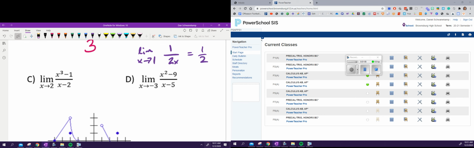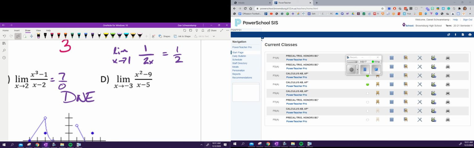Letter C. Show me with your fingers what you get on C. Yeah, this is a DNE here. Not a 0, but a DNE. Because remember, if I plug in 2 on top, I get 7. 2 on bottom, I get 0. 0 on bottom. That is undefined, DNE.